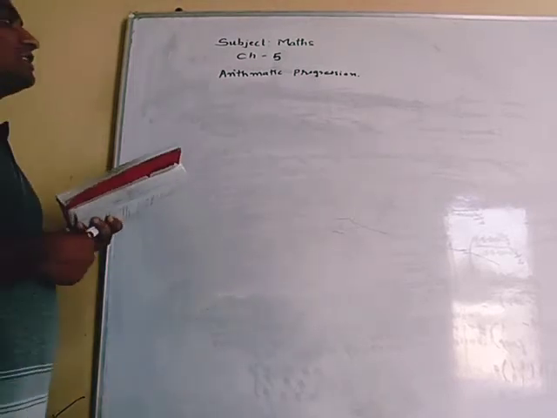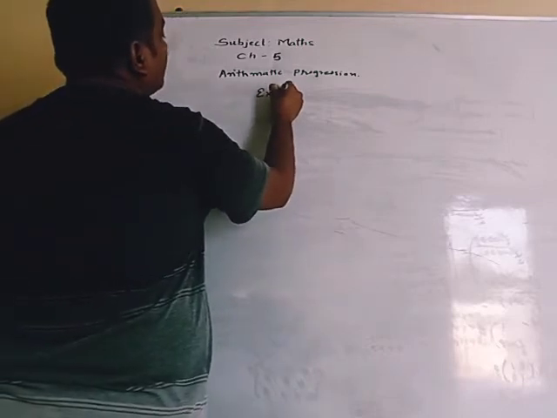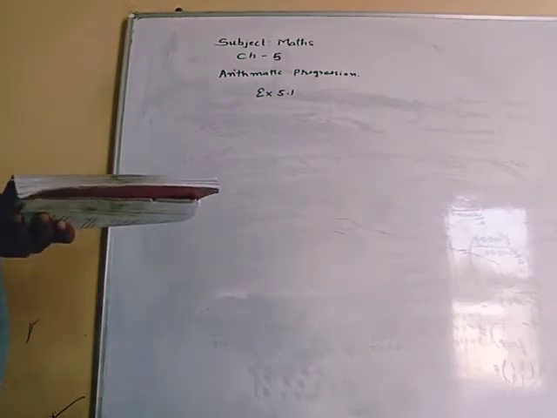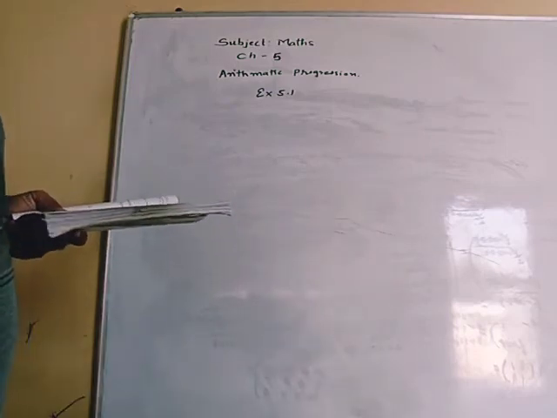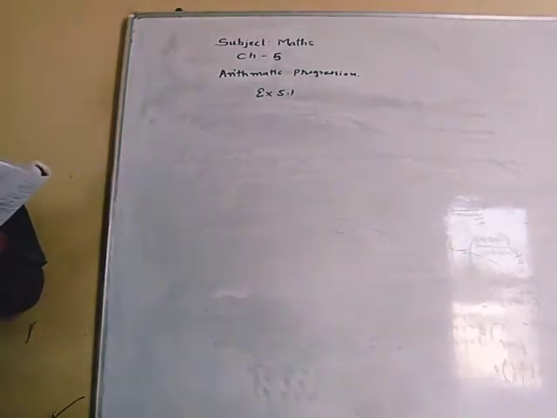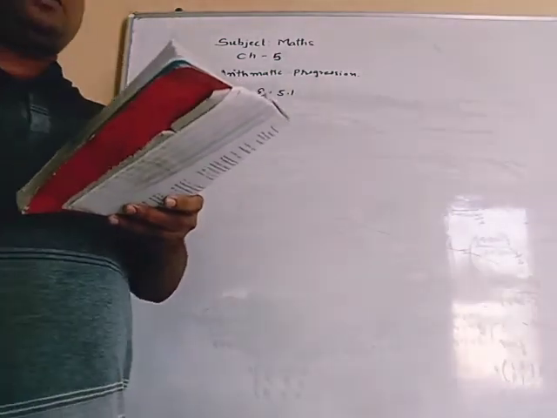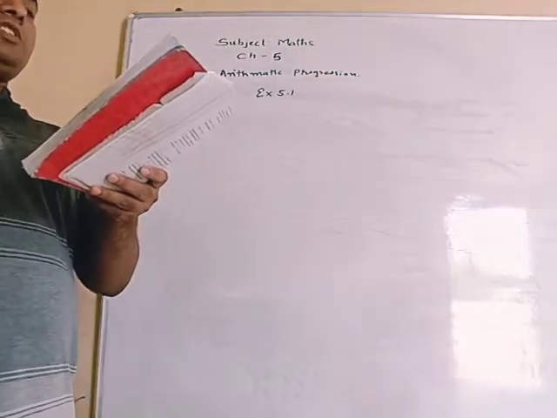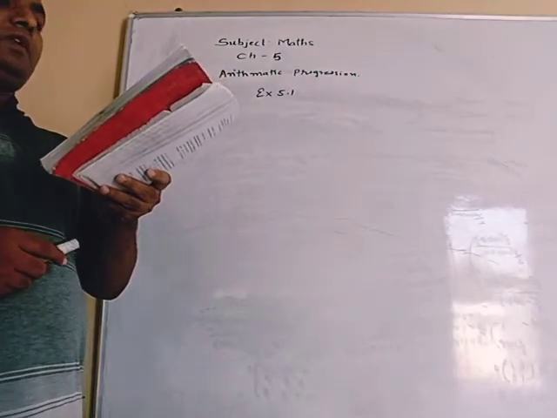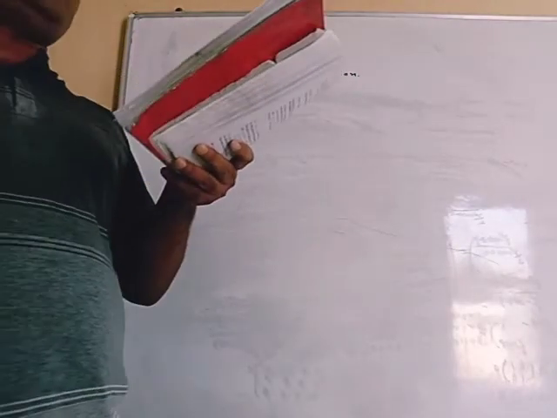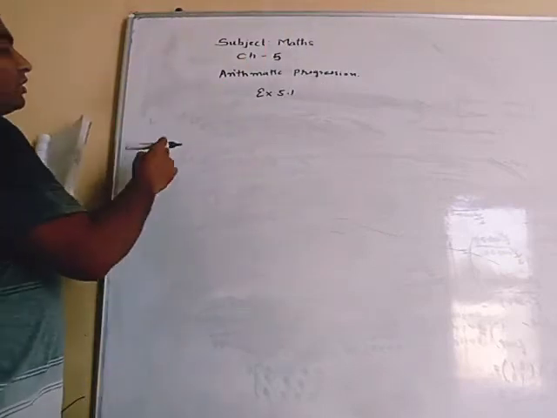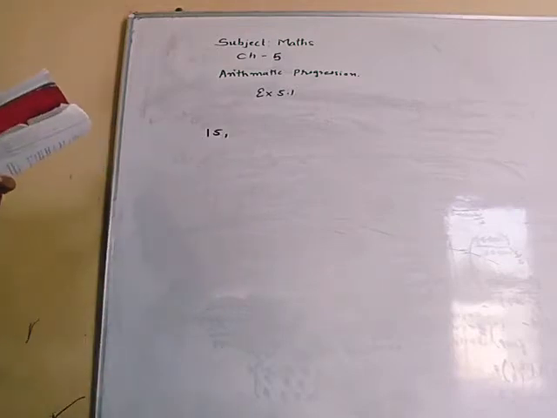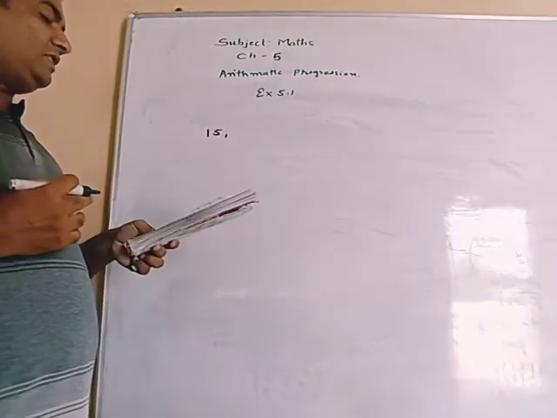So let's see exercise 5.1. Question 1 is given here: in which of the following situations does the list of numbers involved make an arithmetic progression or not? The first situation is given: the taxi fare after each kilometer, when the fare is ₹15 for the first kilometer, and after that it increases ₹8 for each additional kilometer.